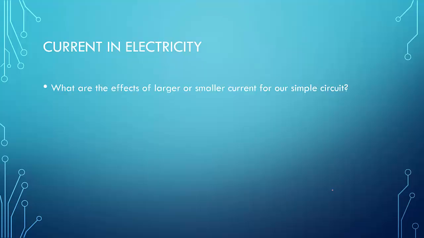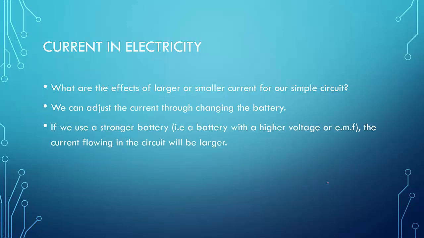What are the effects of a larger and smaller current for our simple circuit? We can adjust the current by changing the battery. If we use a stronger battery, or a battery with a higher voltage or EMF, the current flowing through in the circuit will be larger.